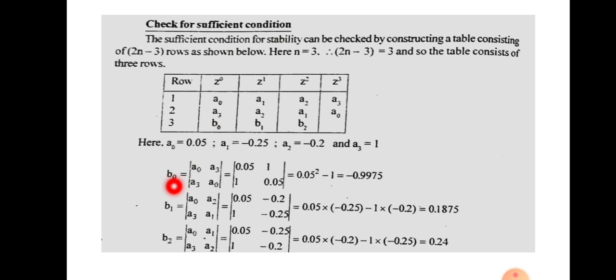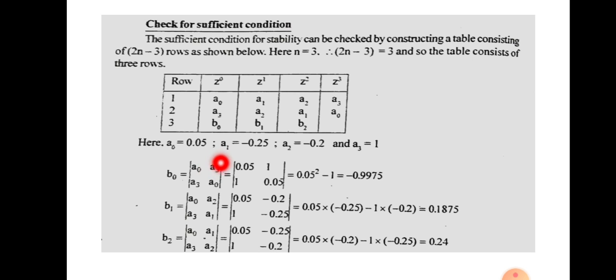b0 will be equal to, for finding b0 we are using these two elements in the first column, that is a0, a3. The second element will have a form that will be equal to an minus k and ak. Here n is 3, k is 0, an minus k means a3, and ak will be a0, k equal to 0. So this is the equation.